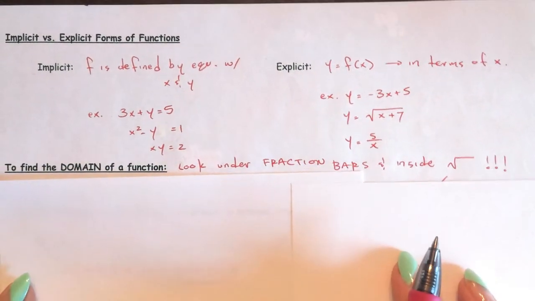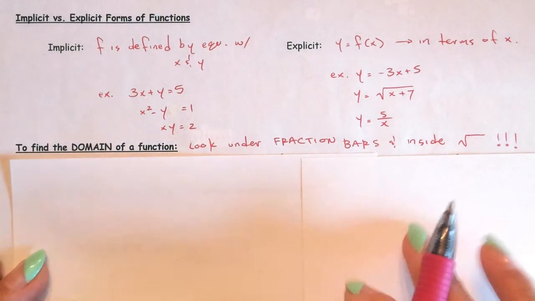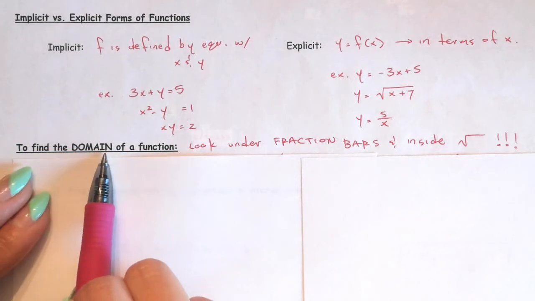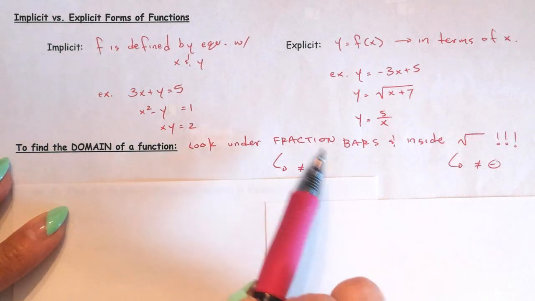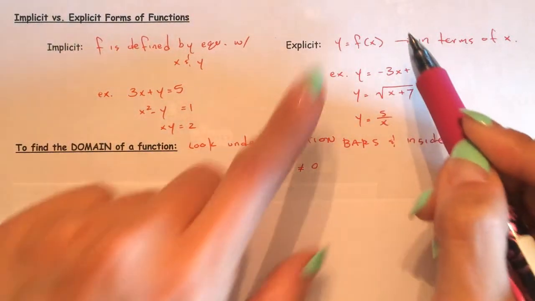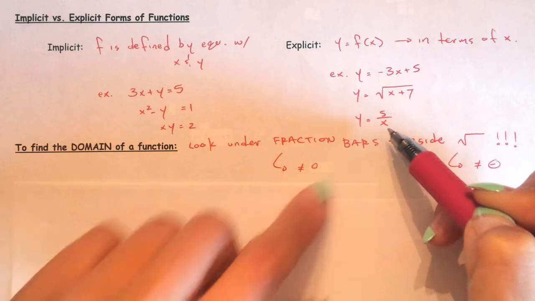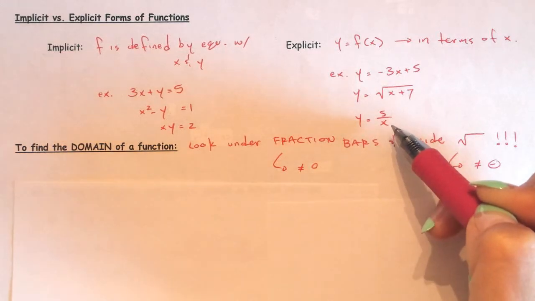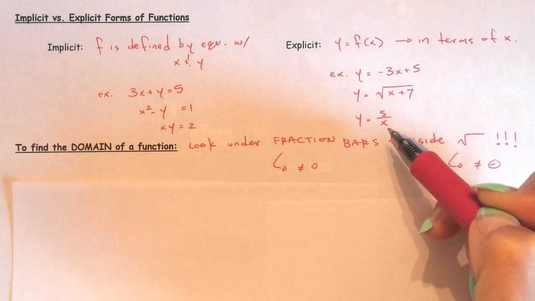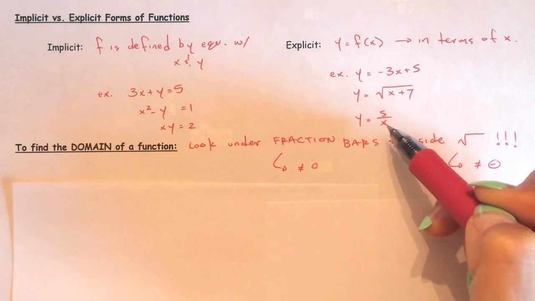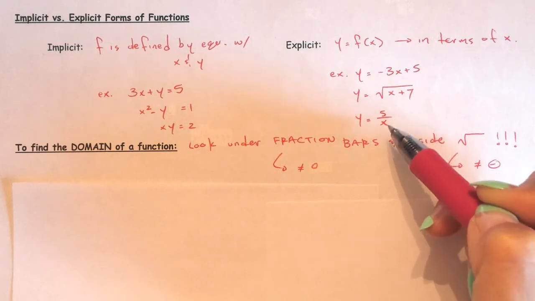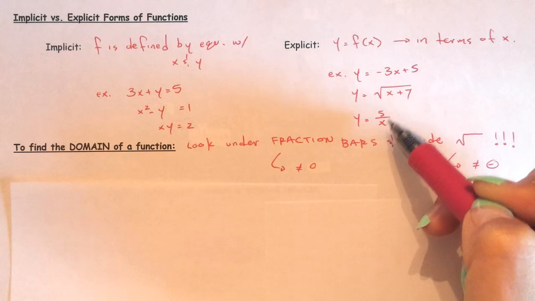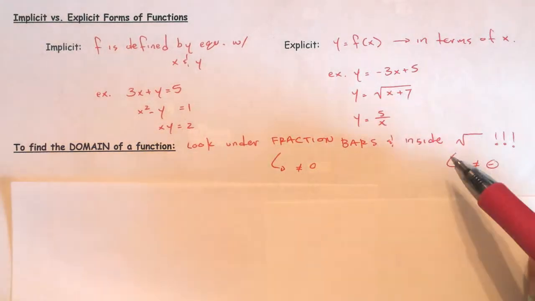Okay. To find the domain, it's been a while. To find the domain of a function, we look at two things. We look under a fraction bar. So if it's a fraction, if I said, what's the domain of this? You would look down here and be like, oh, under a fraction bar, I can't have a 0, right? You can't do 5 divided by 0, that's undefined. So the domain of this is everything except for 0, because you can't have a 0 on the bottom.